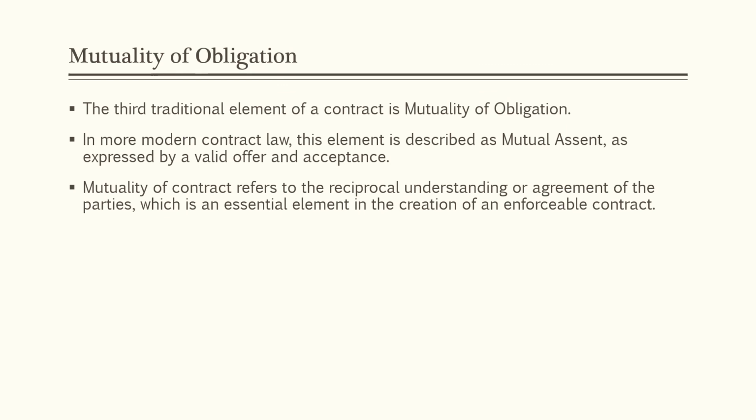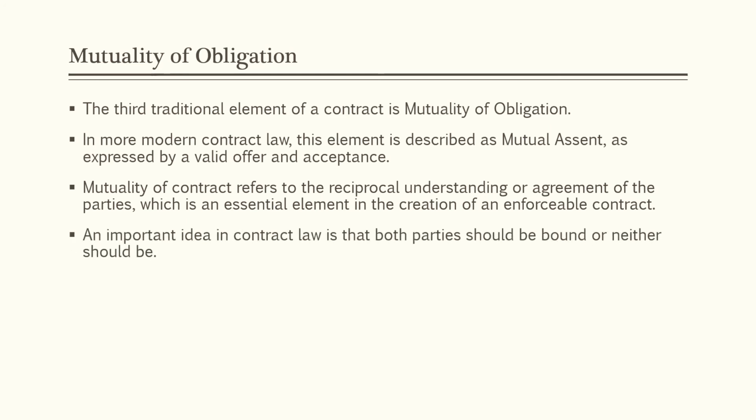Mutuality of contract refers to the reciprocal understanding or agreement of the parties, which is an essential element in the creation of an enforceable contract. The parties have to agree and know that they're entering into a contract. They have to agree on all the material terms. An important idea in contract law is that both parties should be bound or neither should be.